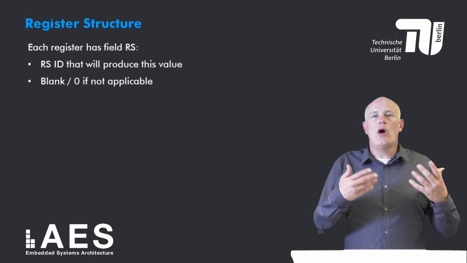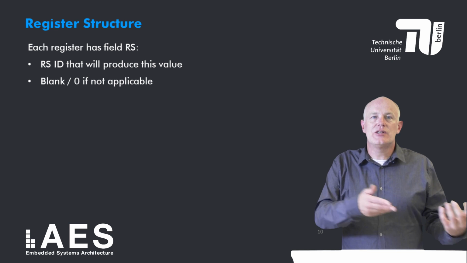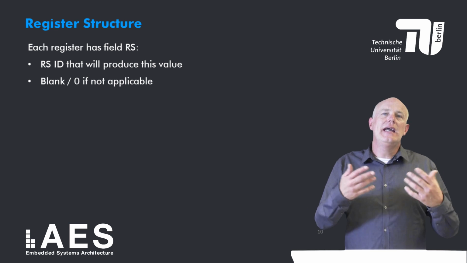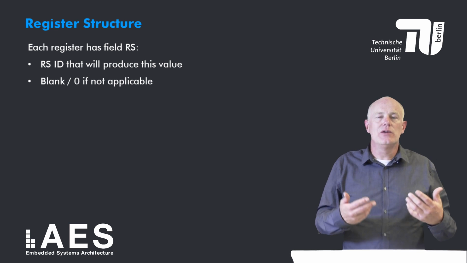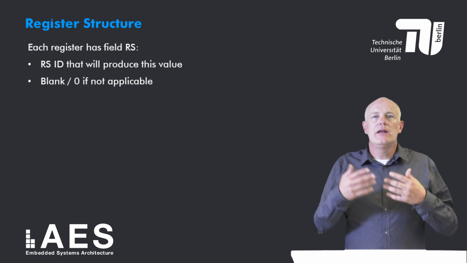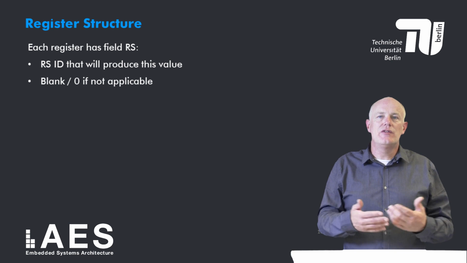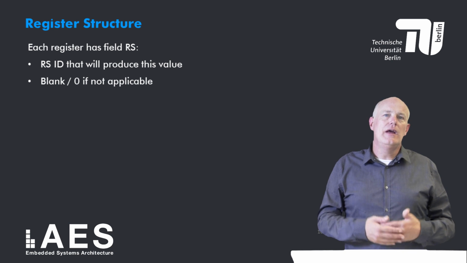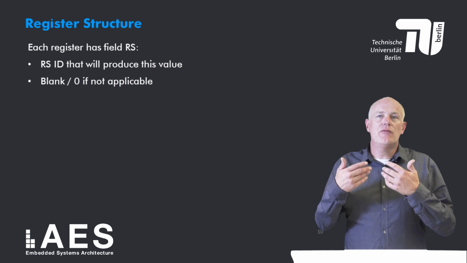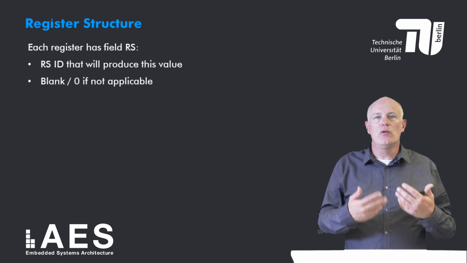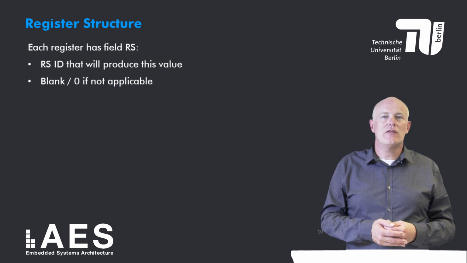To track whether an operand value is available in a register or is currently being produced, each register also has an additional field, RS. This field contains the identifier of the reservation station that will produce the result that should be stored in this register. This field is blank or 0 if no currently active instruction computes a result destined for this register.